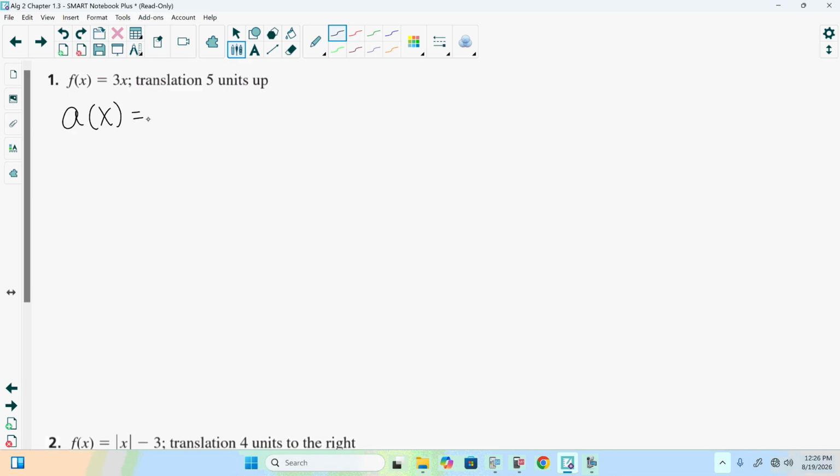Now the general translation for up and down is our f of x plus k, where k is the amount we move the function up or down. Our k amount for this is 5, and it would be positive because we're going up, yes? Nice thing is we still just have f of x, so we can replace it with its function, 3x, because f of x is 3x.